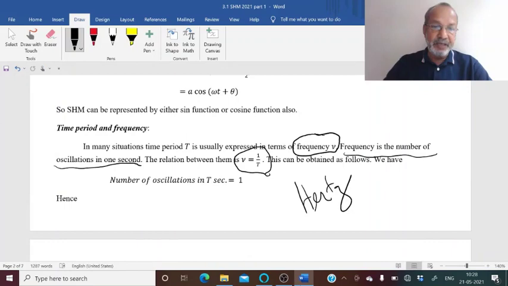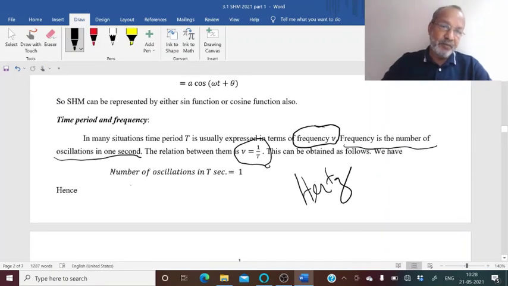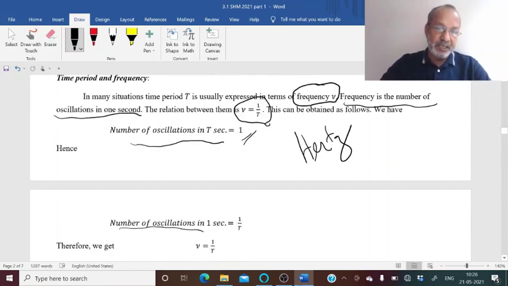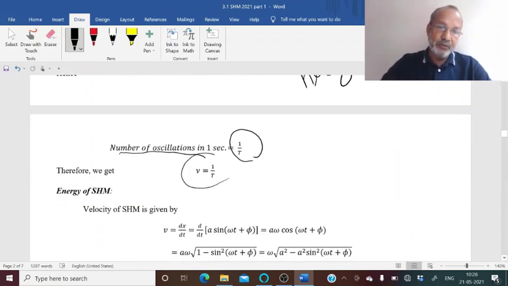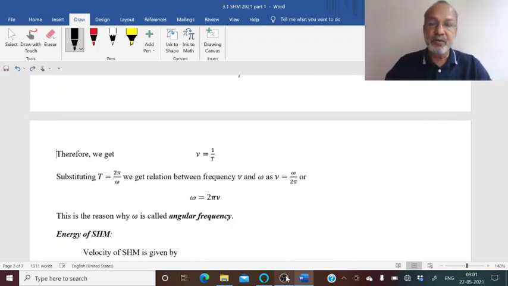This can be obtained very easily. If time period is t, then we know that the number of oscillations in t seconds will be 1. Therefore the number of oscillations in 1 second will be 1 by t, and that is the frequency nu. The unit of time period is second, so the unit of frequency will be 1 by second or second raised to minus 1, which is also called hertz. So frequency is the inverse of the time period and vice versa.